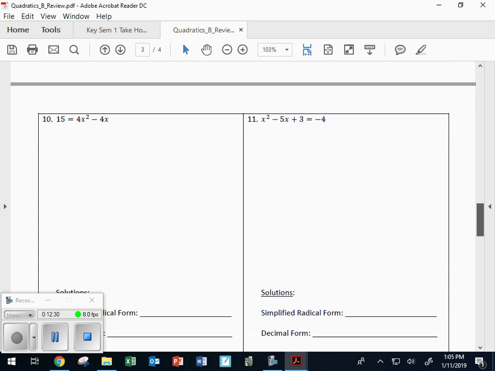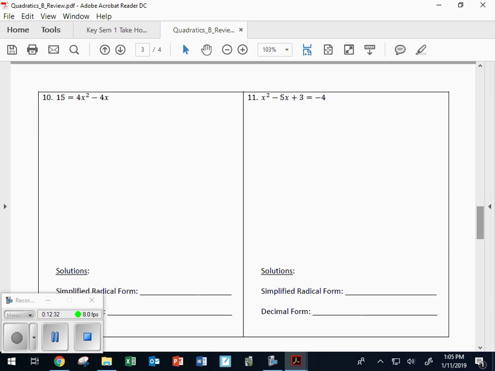All right, moving on. What's wrong with number 10? The very first thing you should do on number 10. Subtract 15. Why? Because you want to set it equal to 0. Good. All right, moving on.